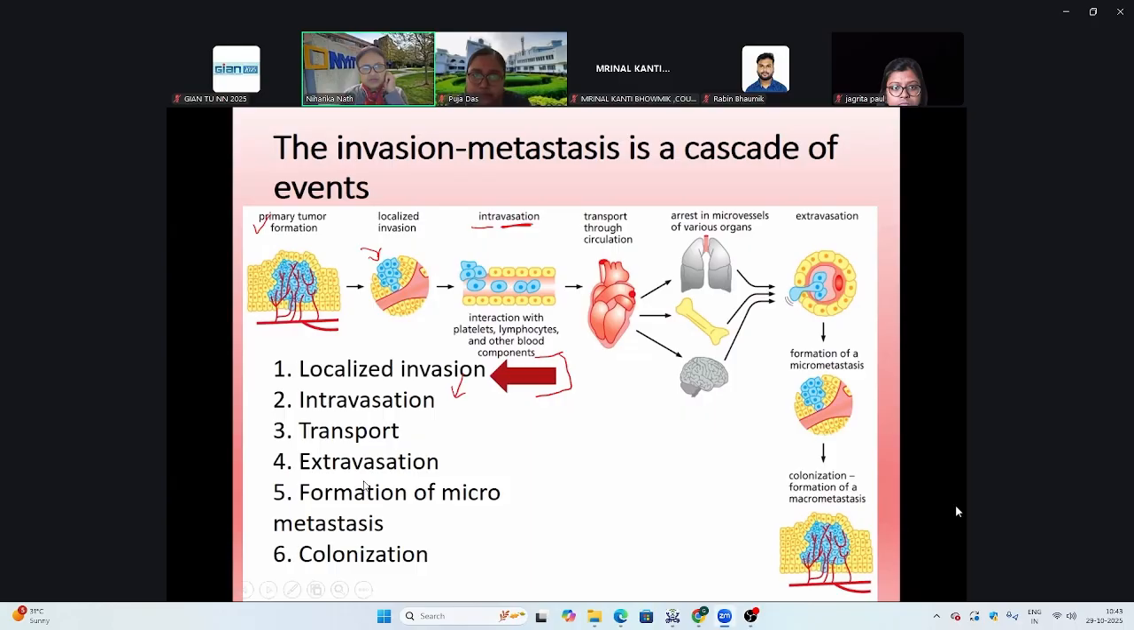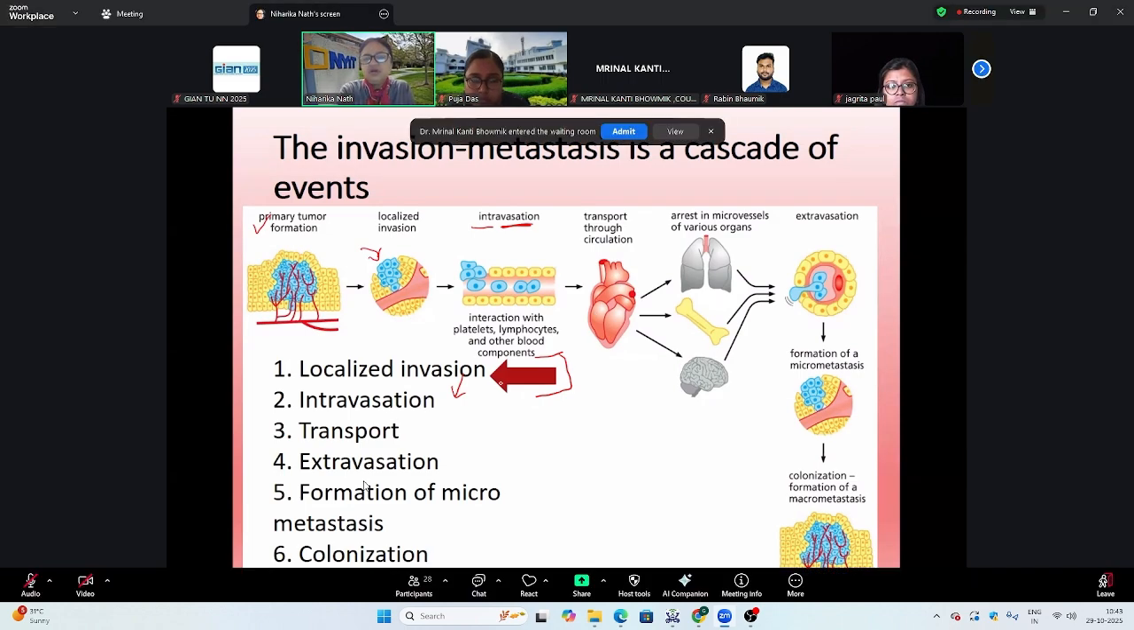Intravasation is an important step, but it simply means that the cells have entered the blood vessel. Now those cells have to interact with all of the other members here: platelets, lymphocytes, all the other blood components. It has to learn how to deal with them, right? So that's intravasation, once the cell is inside.